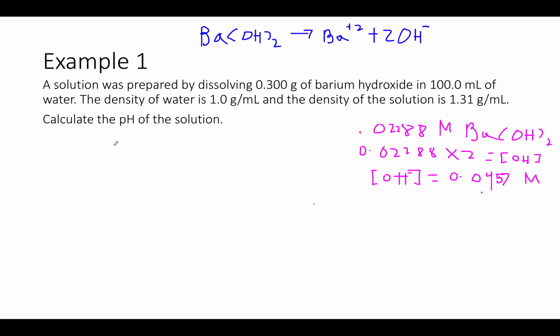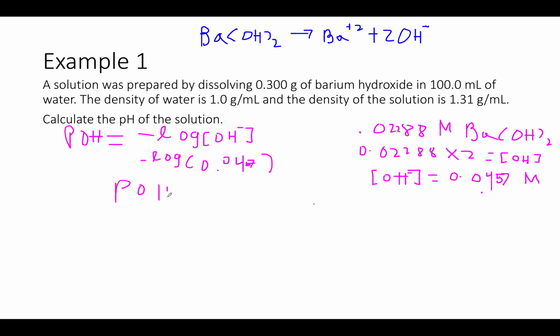Now we can find the pOH. The pOH equals the negative log of the OH concentration. The negative log of 0.0457 gives us our pOH, and our pOH equals 1.3.